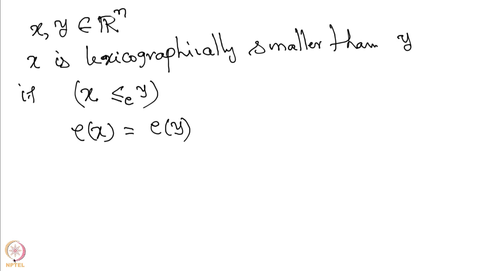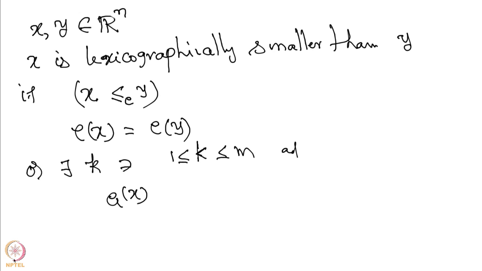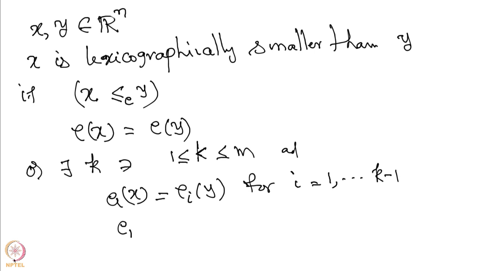If both are the same, then of course x is less than or equal to y and y is less than or equal to x. Or, there exists some k such that 1 is less than or equal to k, which is less than or equal to m, and ei(x) is the same as ei(y) for i up to k minus 1, and ek(x) is strictly less than ek(y). It is a dictionary ordering. If e1(x) is smaller than e1(y), then x is smaller than y. Similarly, if the first two coordinates are the same, look at the next coordinate, see which is smaller, and go on like that. This is exactly the dictionary order.